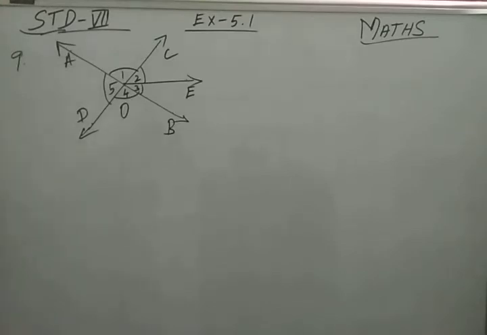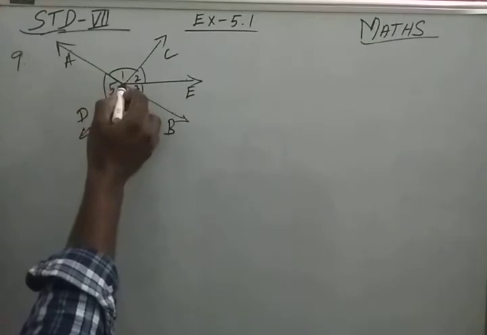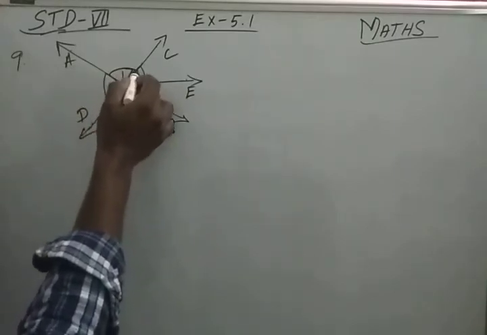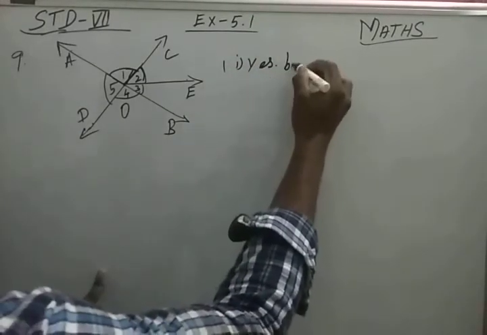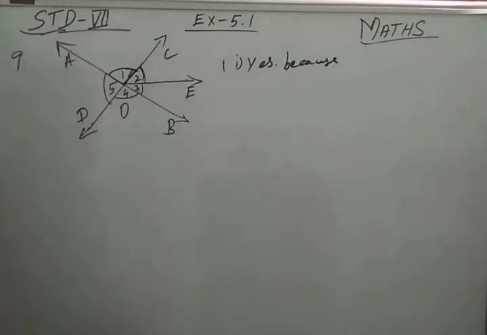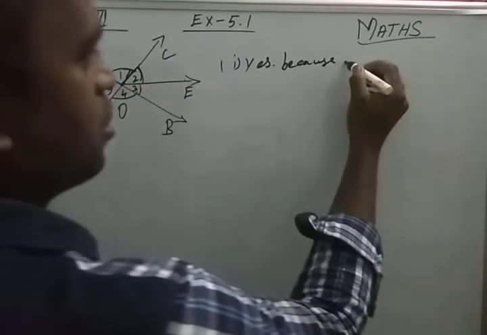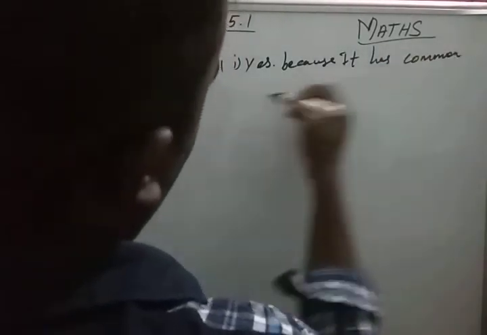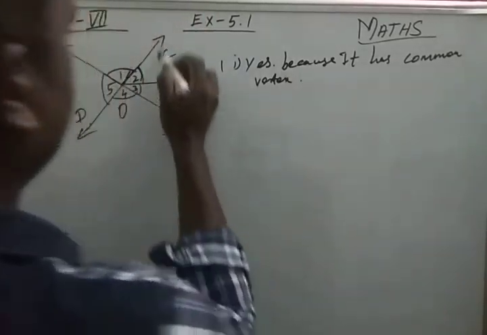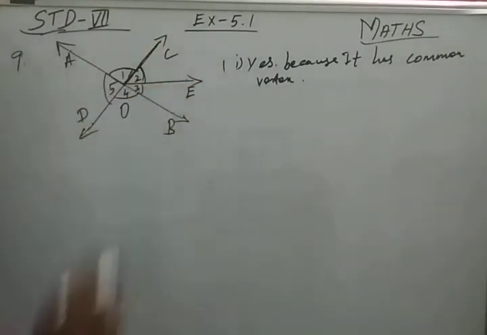figure, they asked first, is angle 1 adjacent to angle 2? These angles are adjacent. We can say the first option is yes, because it has a common vertex. If it has a common vertex, we can say that it is an adjacent angle.